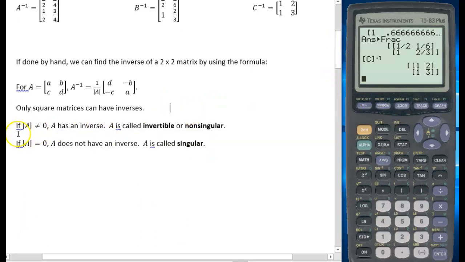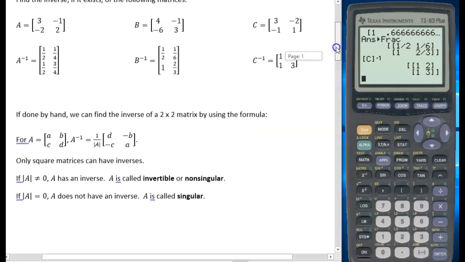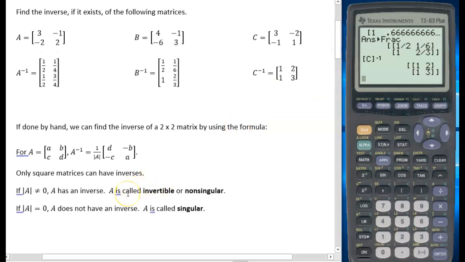Next, it says, if the determinant is not 0, then A has an inverse. So my examples above, A, B, and C, all had inverses. So we call A, B, and C invertible matrices, or non-singular matrices. You probably want to just call it invertible, right?